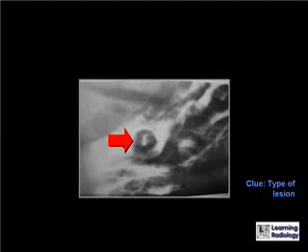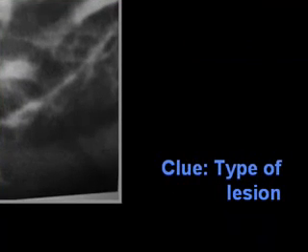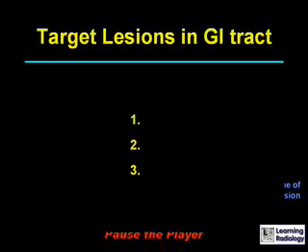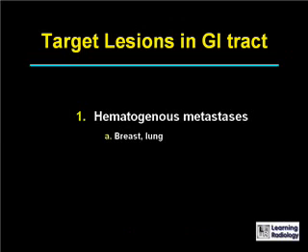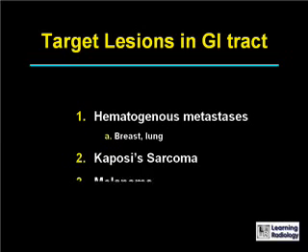This is the next differential diagnosis. The differential diagnosis is for a target lesion in the GI tract. There are 3 main causes. The 3 main causes of a target lesion in the GI tract are hematogenous metastases from breast and lung, Kaposi sarcoma, and melanoma.